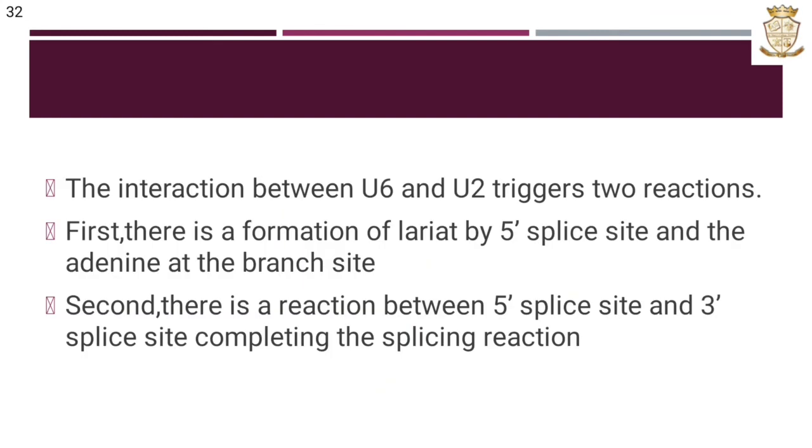The interaction between U6 and U2 triggers two reactions. First, there is a formation of a lariat by the 5' splice site and the adenine at the branch site. Second, there is a reaction between the 5' exon and the 3' splice site, completing the splicing reaction.